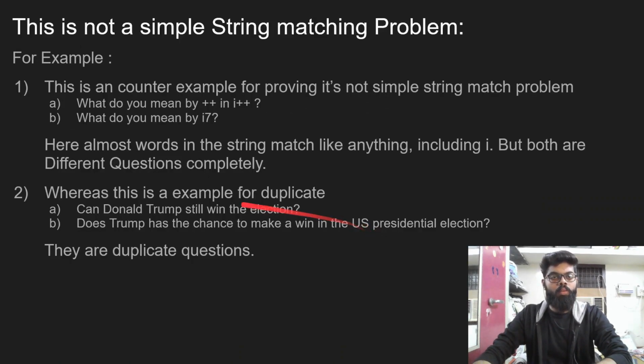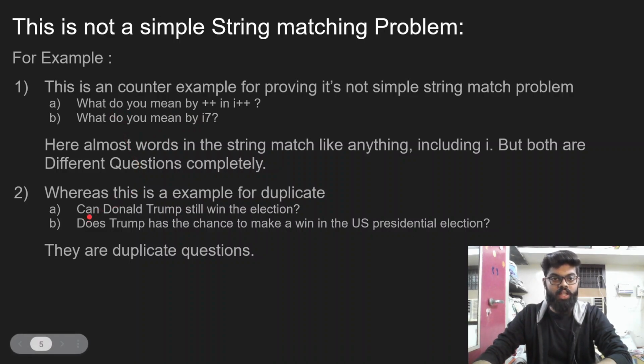This is not a simple string matching problem. To explain it, I have taken two sets of examples. What do you mean by plus plus in I plus plus? What do you mean by I7? These two have a lot of words in common, but still they are not the same question. These are not duplicate questions.